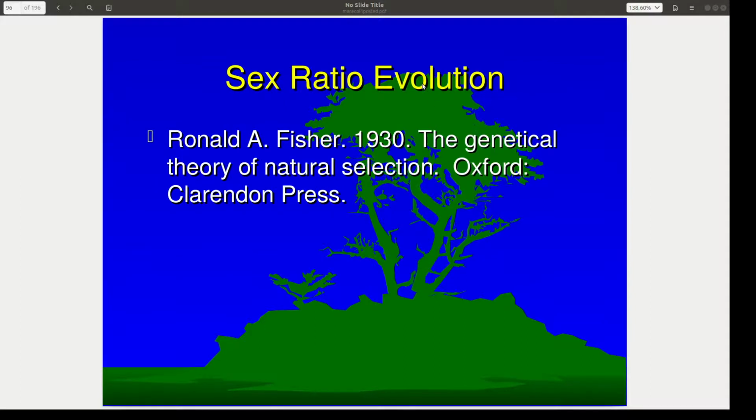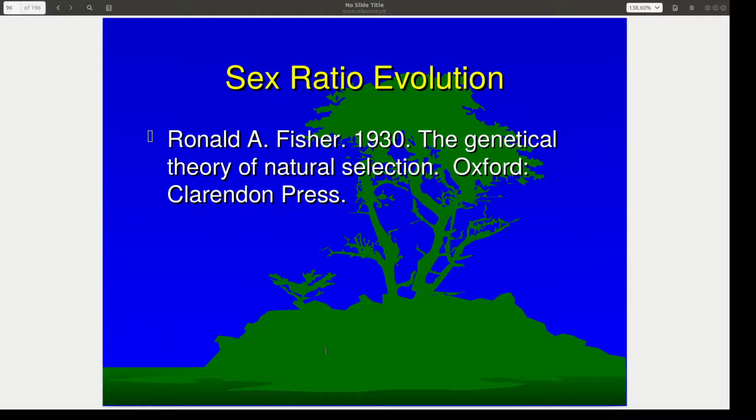All right, so the next topic we're going to look at is the evolution of the sex ratio, and this was basically argued. The first argument was made by Ronald Fisher in 1930 in his book, The Genetical Theory of Natural Selection. Ronald A. Fisher is a name you might remember. He's the guy who basically invented analysis of variance and the F test. What does F stand for? Fisher.